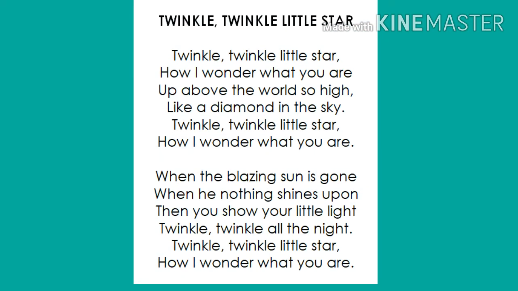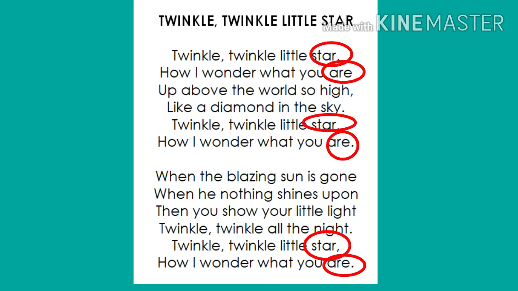Let us go back to our example a while ago. Let's take a look at this. The words star and are rhyming words. The same with high and sky. We also have gone and upon. And the last one is the light and night.